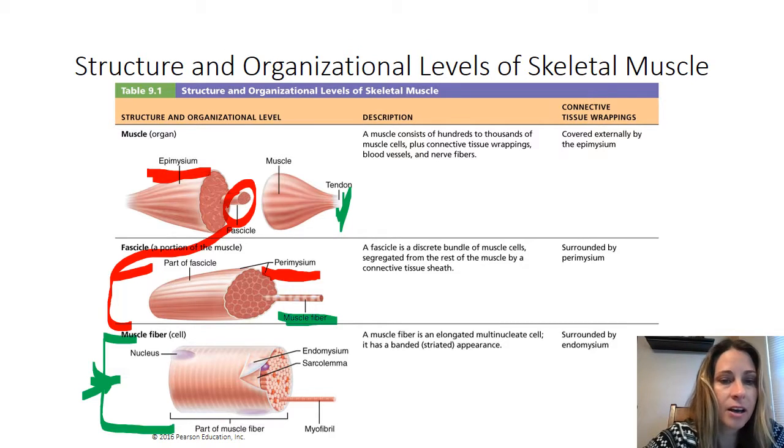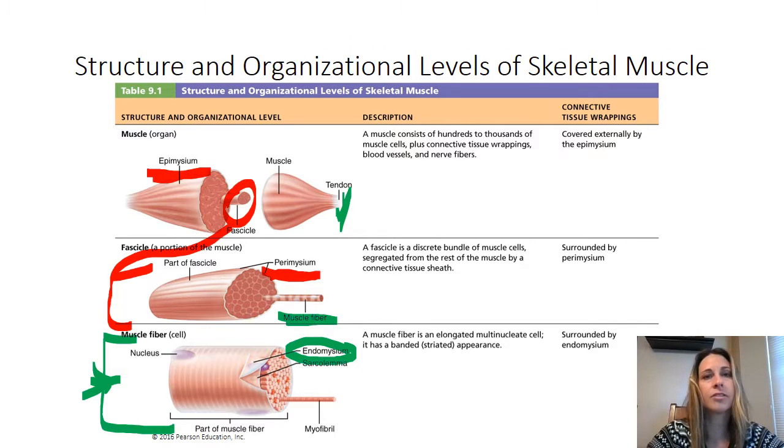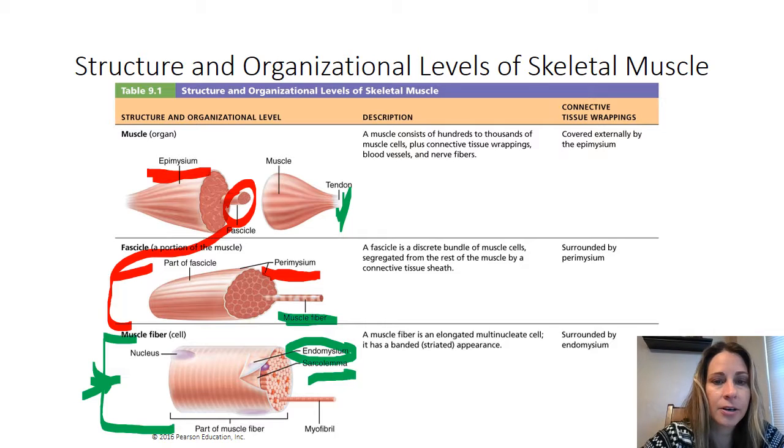We also have a covering, right? And this covering is the endomysium, right here. It's the last covering, so it covers the muscle cell individually. Also, right underneath it is essentially the membrane of the muscle cell, the muscle fiber, and it's called the sarcolemma, right here, sarcolemma, and it's going to perform a lot of important functions, so know that name especially well.